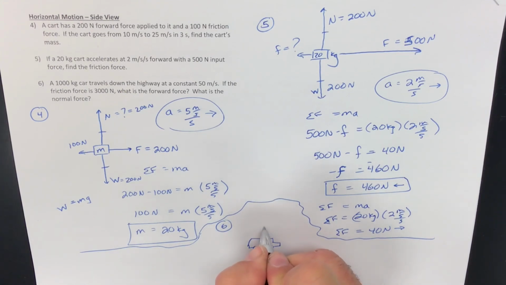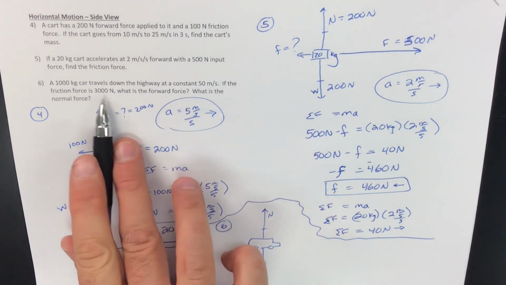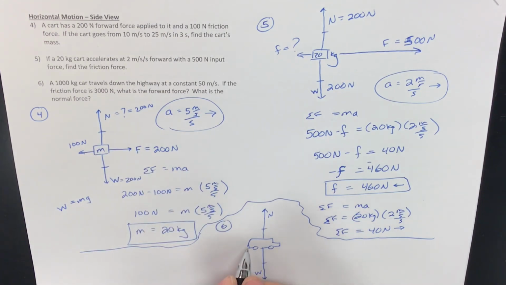And the normal force would be this, and the weight would be that. Those two are balancing each other, of course. And then you're given the 3,000 Newton backward force, 3,000 Newton friction force. You're looking for the forward force. Oh, wait, it's a constant velocity. Acceleration is 0. Forward force is 3,000 newtons.